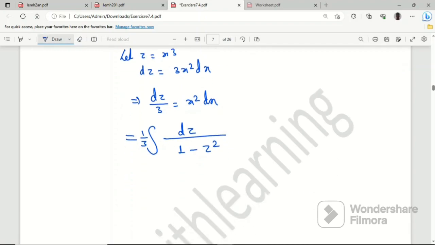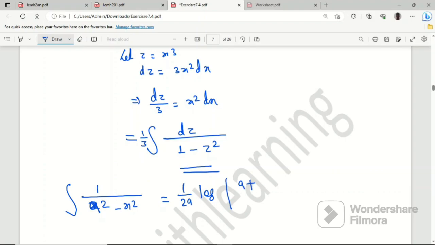So x to the power 6 will give me 1 minus z square. Now here you can use a formula. I'm writing the formula here. The formula for integration 1 upon a square minus x square is 1 by 2a log of a plus x into a minus x plus c. Okay, this is our formula. So you can use this formula to get your answer.